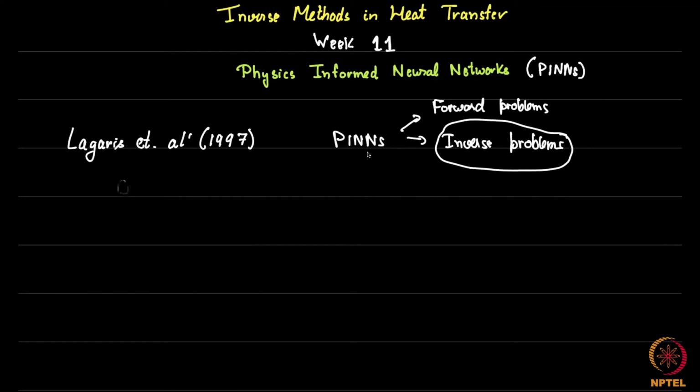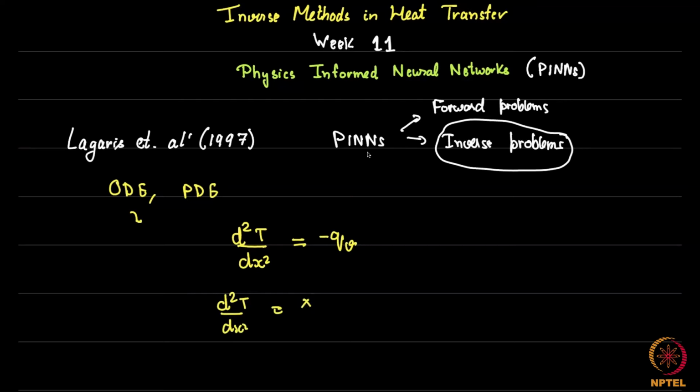Okay, so the idea is this. Suppose you have any ODE or a PDE. Let me take an example. Let's take some ordinary differential equation. Let's say we have the equation d squared T by dx squared equal to some source term, let's say some volumetric heat generation. In this case, let me give you an example: volumetric heat generation looks like x squared plus 3x plus 1.